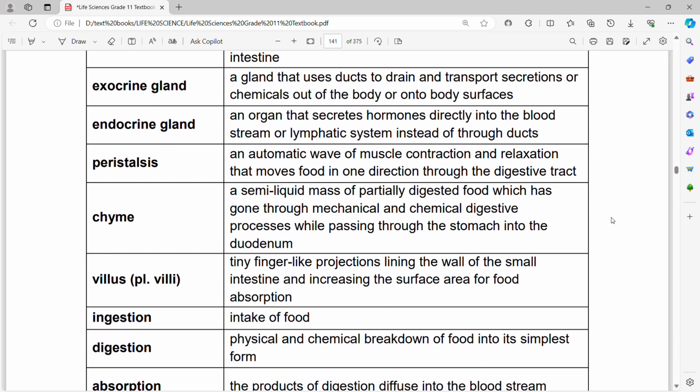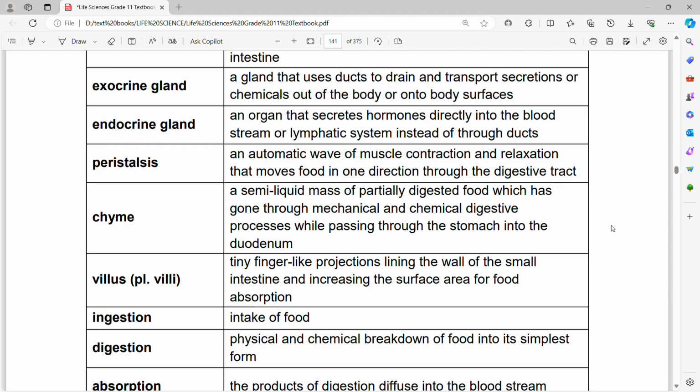Then we have peristalsis, an automatic wave of muscle contraction and relaxation that moves food in one direction through the digestive tract. So that is known as your peristalsis. When we swallow food, with the movement of peristalsis, that is your automatic contraction and relaxation, the food will go from the mouth after swallowing into the stomach.